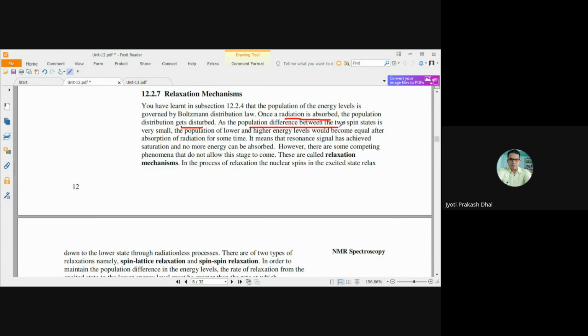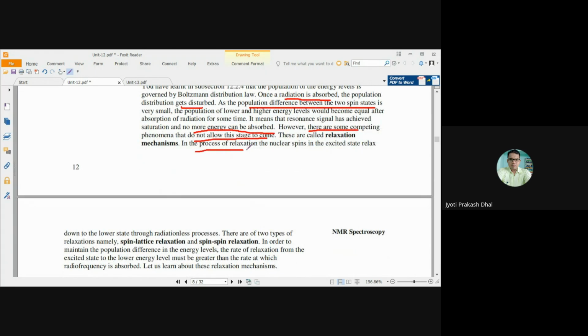As the population difference between the two spin states is very small, the populations of the lower and higher energy levels will become equal after absorption of radiation for some time. It means that saturation will be reached and no more energy can be absorbed. However, there are some competing phenomena that do not allow this stage to come. This competing phenomenon is called the relaxation mechanism.